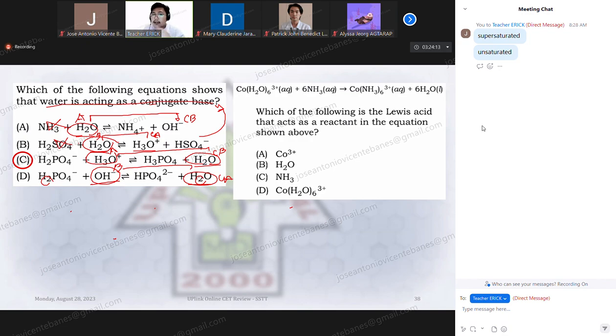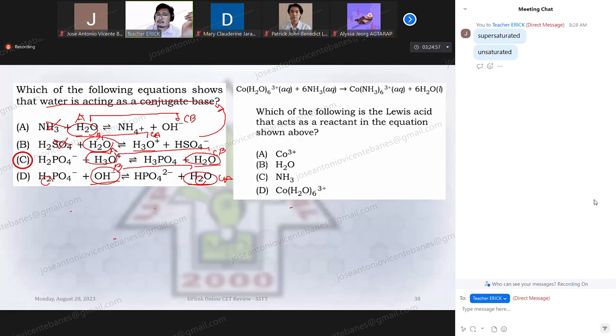Is the statement clear? Just don't get confused. The conjugate base and conjugate acid are always on the right. So when it says water acting as a conjugate base, look first at the water on the right. Then check if the species lost or gained a proton compared to the left. If the proton decreased from left to right, that's an acid going to a conjugate base. If the proton increased from left to right, it is a base that accepted a proton and became a conjugate acid.